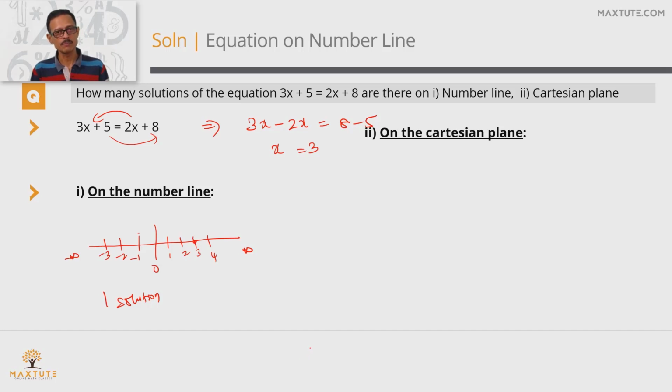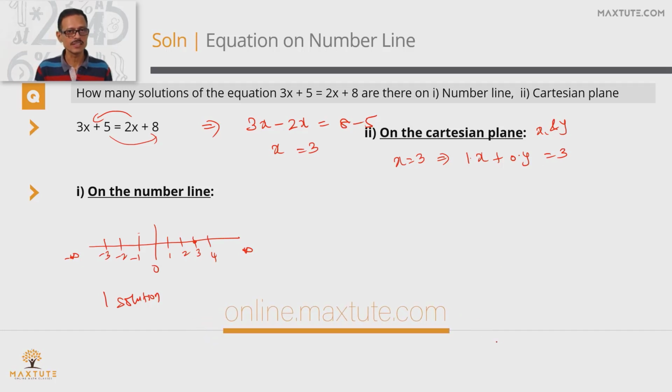Second part, how many solutions will it have on the Cartesian plane? Cartesian plane is an xy plane. So anything that we talk about on the xy plane needs to have an x and a y, whether it's an equation or the coordinates of a point. We see an equation which contains only an x in it. So let's rewrite this equation to include a y. This can be written as 1 times x plus 0 times y is equal to 3, because 0 into anything is 0. So this equation finally boils down to x equals 3.